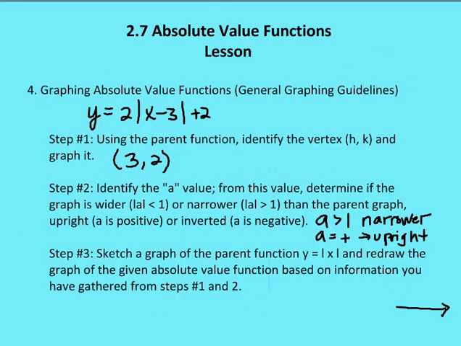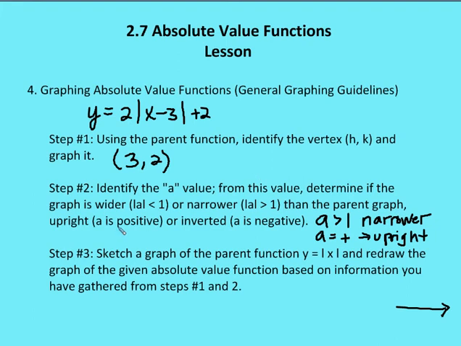Okay, so let's go through the same problem step by step. So step 1, use the parent function to identify the vertex, h and k. Well, we did that. We said h was 3, k was 2, so my vertex is (3, 2). Then we're going to identify the a value. The a value is 2. From this value, determine if the graph is wider. If the absolute value of a is less than 1, it's wider. If it's greater than 1, we know it's going to be narrower. So in our case, we have a narrower function relative to the parent function.